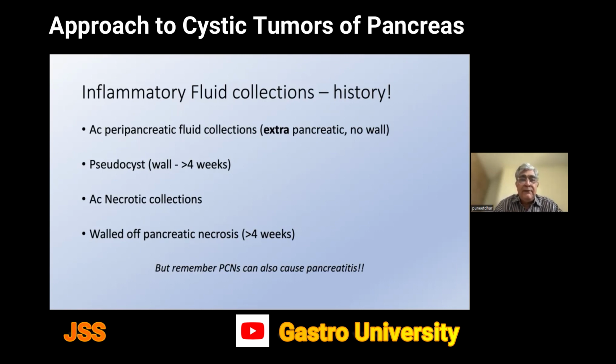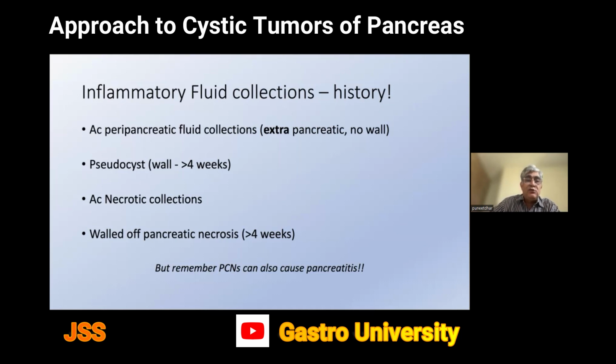So the typical fluid collections are, as in the modified Atlanta classification, acute peripancreatic fluid collections if it's early on, and these tend to be extrapancreatic. That's the important thing. It's outside the pancreas. There's no wall at this stage because they tend to be within the first 4 weeks. Beyond the 4 weeks, if they get a wall, it's usually the classical, typical pseudocyst that we talk about.